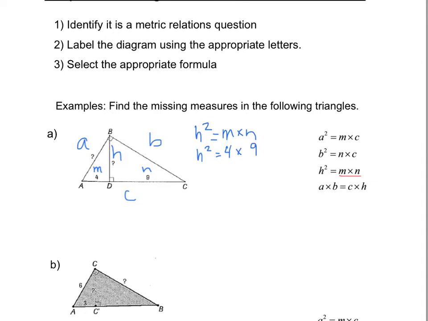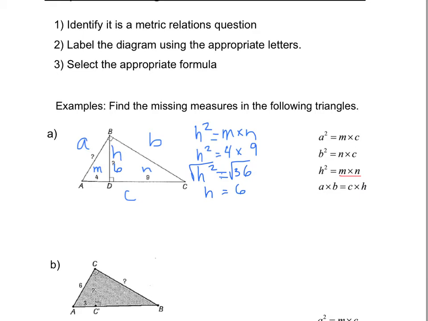Do the multiplication. So I have h squared equals 36. And then I need to square root both sides to get h by itself. So I'm getting h is equal to 6. Okay, now that I know 6, I'm going to write it into my diagram for h. And now I can use this to solve for other missing values. I can use the new value I just found.